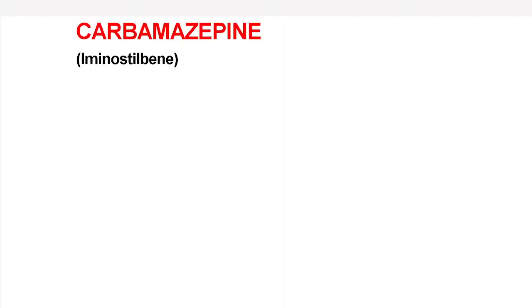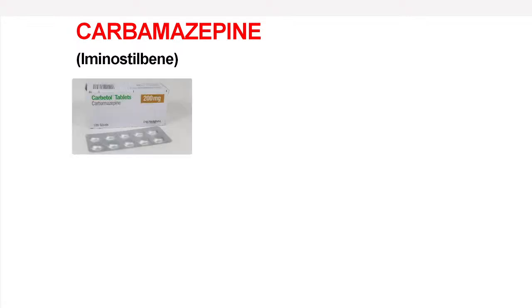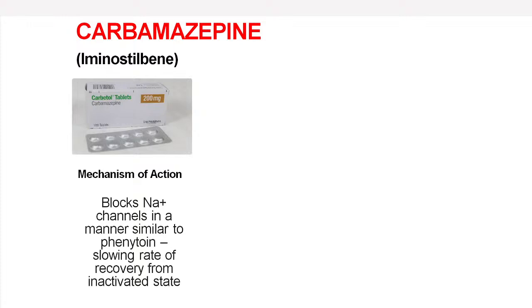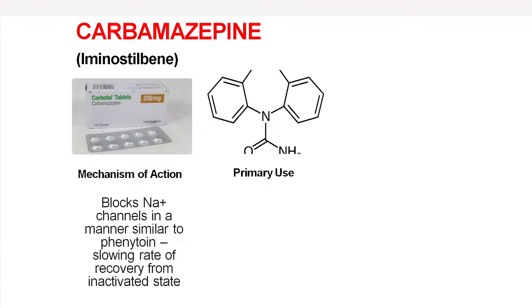Okay, next we go on to carbamazepine. The chemical structural class is iminostilbene. Carbamazepine comes as tablets, generally 200 milligram tablets. And what's its mechanism of action? Again, very similar to phenytoin, it acts through blockade of use dependent sodium channels. So this will slow the rate of recovery from the inactivated state of the sodium channel. This is the chemical structure.